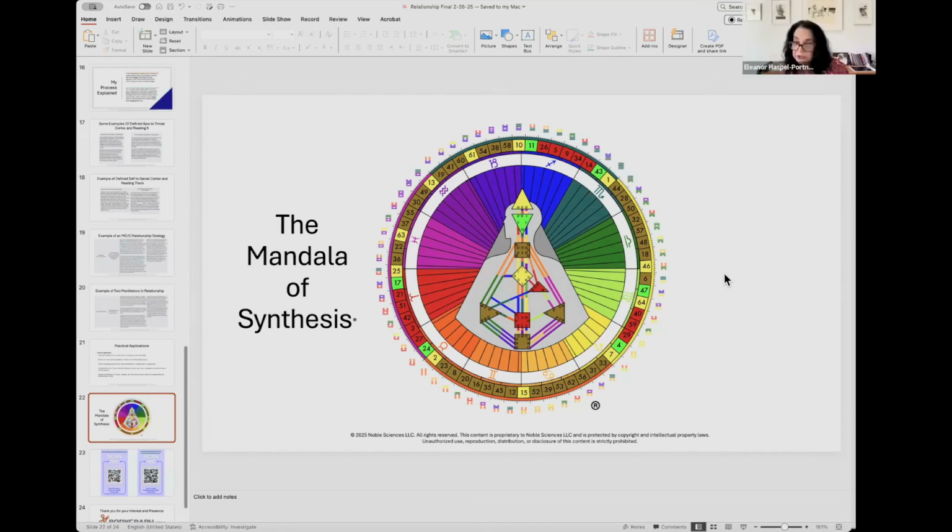Any other questions? Some people are asking what's your type and profile. I'm curious too. I don't use profile. Profile happens to be one of the things that I scientifically proved was not accurate. So instead of using profile, I use the keywords from the incarnation crosses. And I find them to be much more valuable than a number.